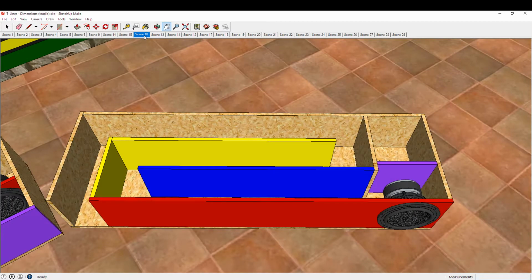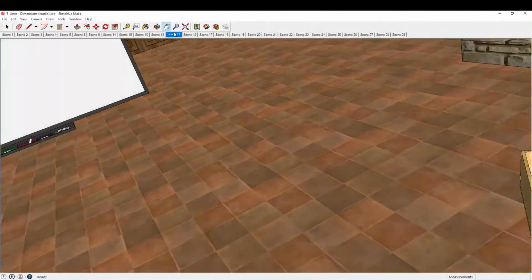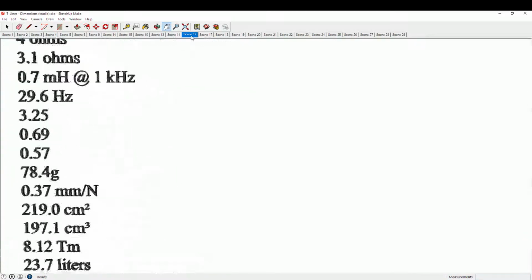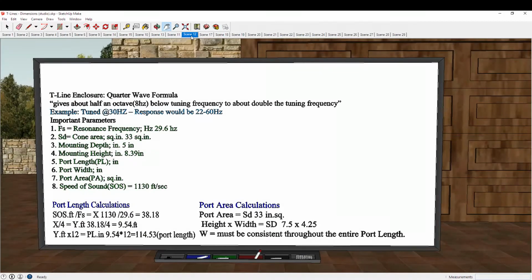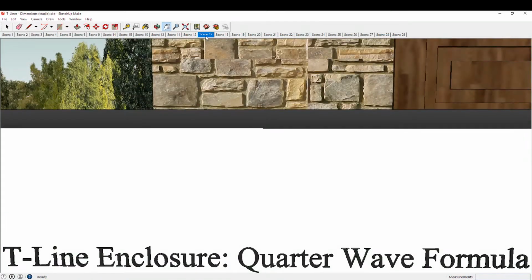Okay, so enough of that. If you guys remember, in one of the previous videos, I did mention that this build is going to be for a Dayton Audio Reference 8-inch woofer. These are the specs for anyone who is interested in doing the same. But as of right now, we're going to go to the second whiteboard, and this is where the formula for the quarter wave design is going to come from. And like I said, this is a T-line enclosure. This is going to be based on the quarter wave formula.